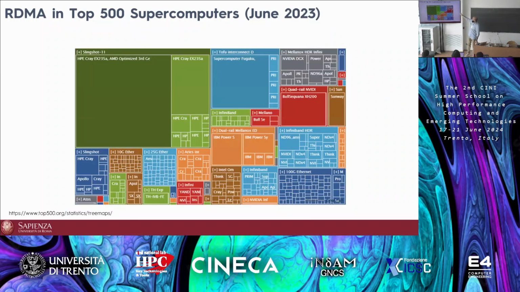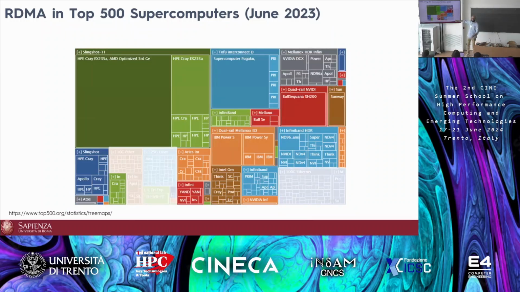Now let's move forward to 2023. Basically, all of them are using RDMA. There are just some old and small supercomputers that are still using Ethernet or something like that, but most supercomputers nowadays use RDMA.